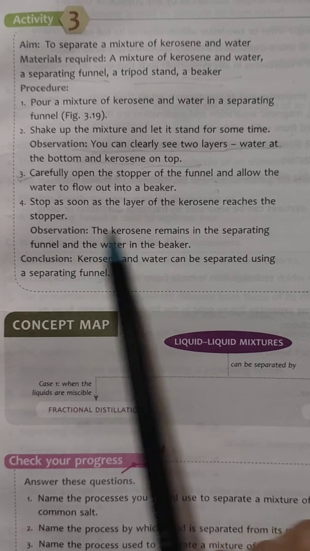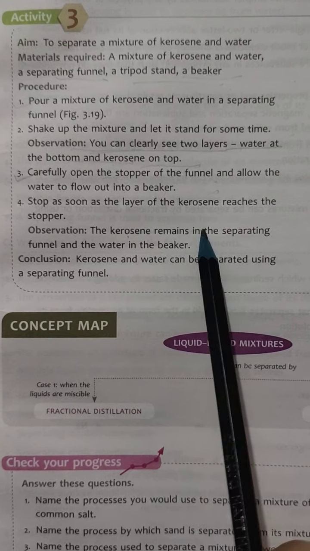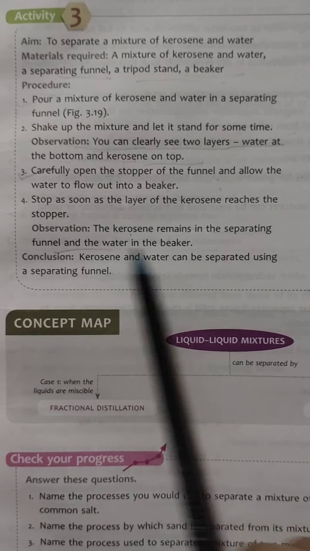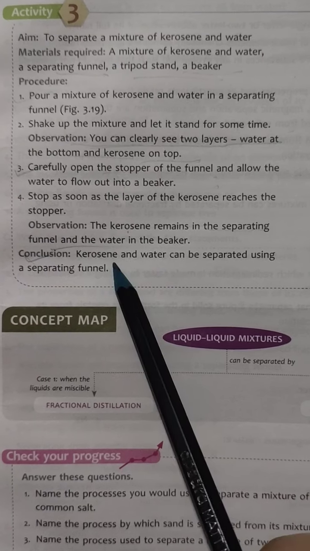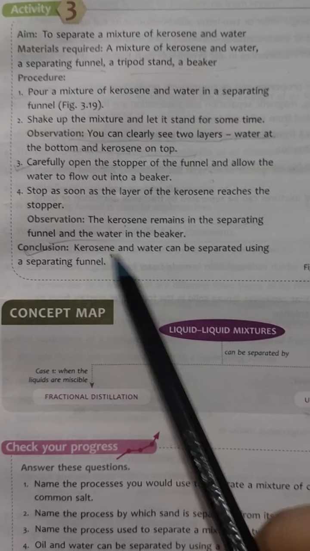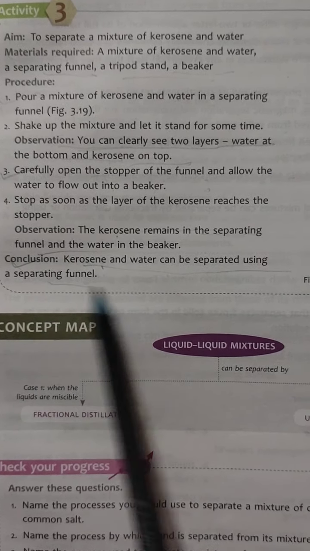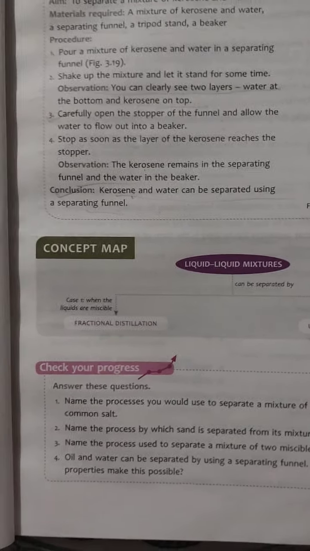So what is the observation? ऑब्जर्वेशन क्या है कि केरोसिन रिमेन्स इन द सेपरेटिंग फनल एंड वाटर इन द बीकर. तो कंक्लूजन क्या निकला कि ये मिक्सचर जो इमिसिबल है, इट कैन बी सेपरेटेड बाय यूजिंग अ सेपरेटिंग फनल.